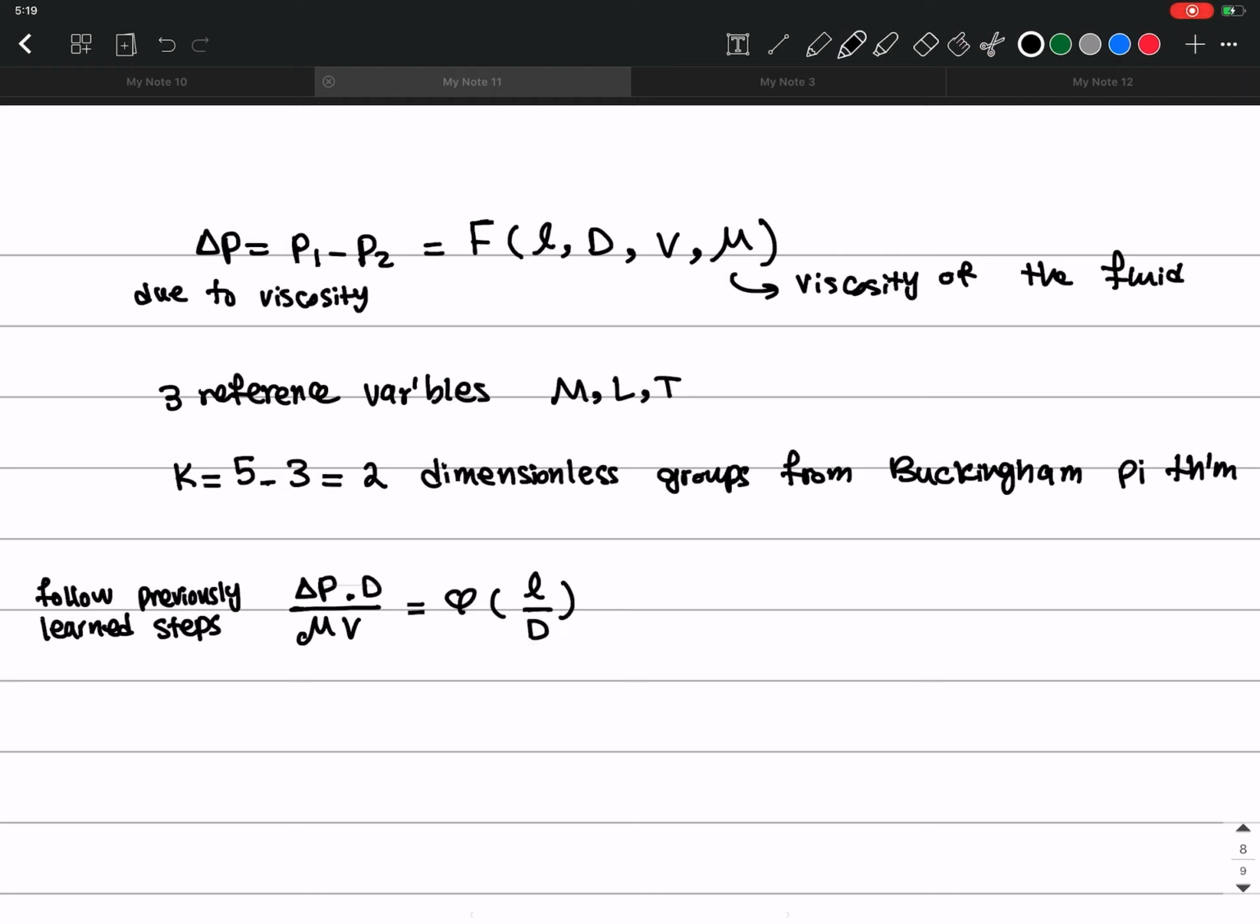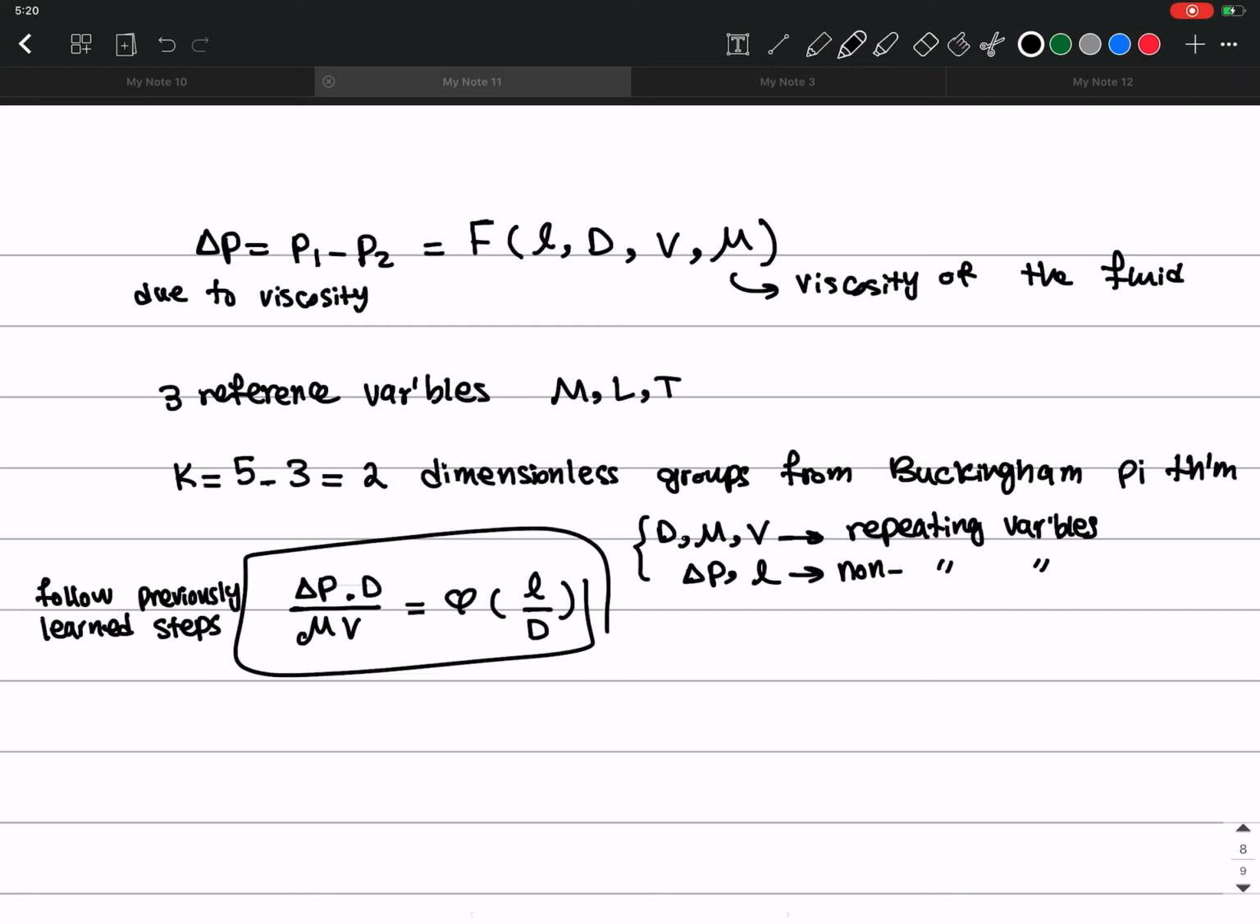So here I have chosen D, mu, and V as my repeating variables. So these are my repeating variables, and delta P and L as non-repeating variables. Okay, so if you do that, you're going to get something like this, according to the Buckingham-Pi theorem.